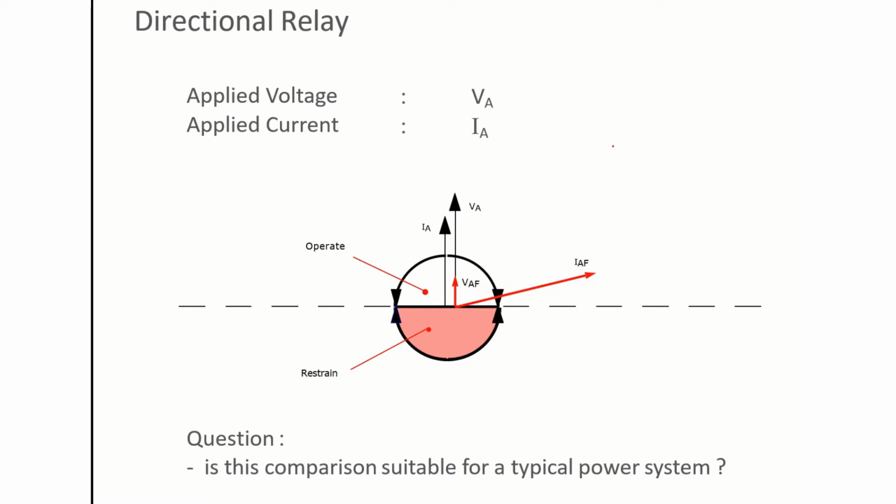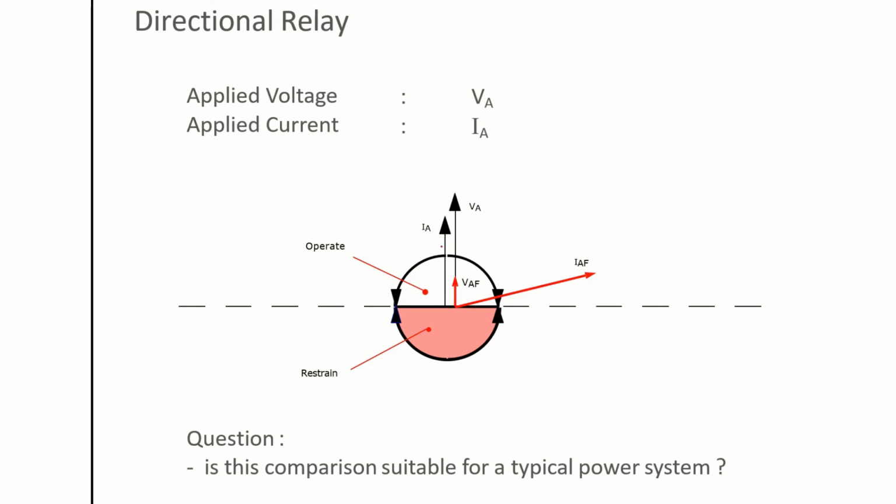We know that a transmission line is normally an inductive system. So if this is my voltage A, the current will always be lagging by some angle. Suppose this angle is phi. If the current stays at the same angle, that means it is positive, and if this direction changes, suppose it becomes this, that means it is negative.